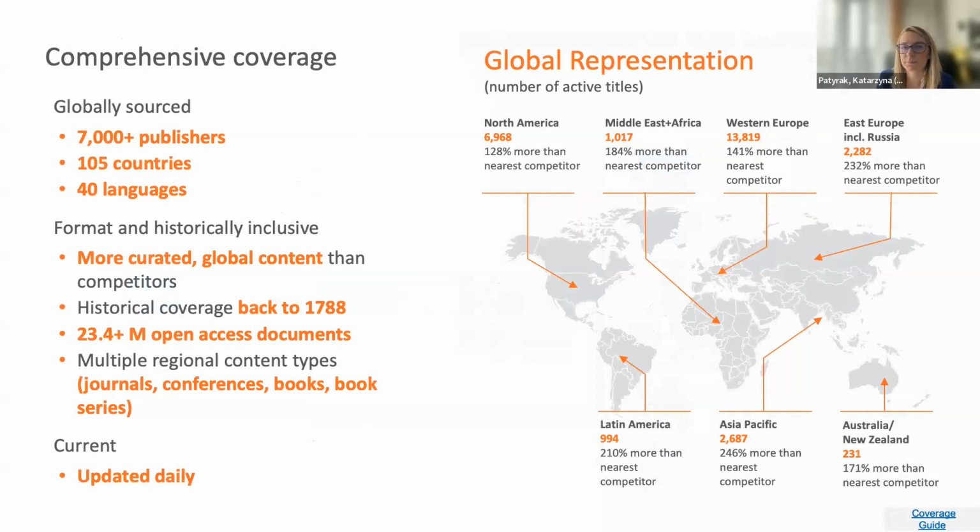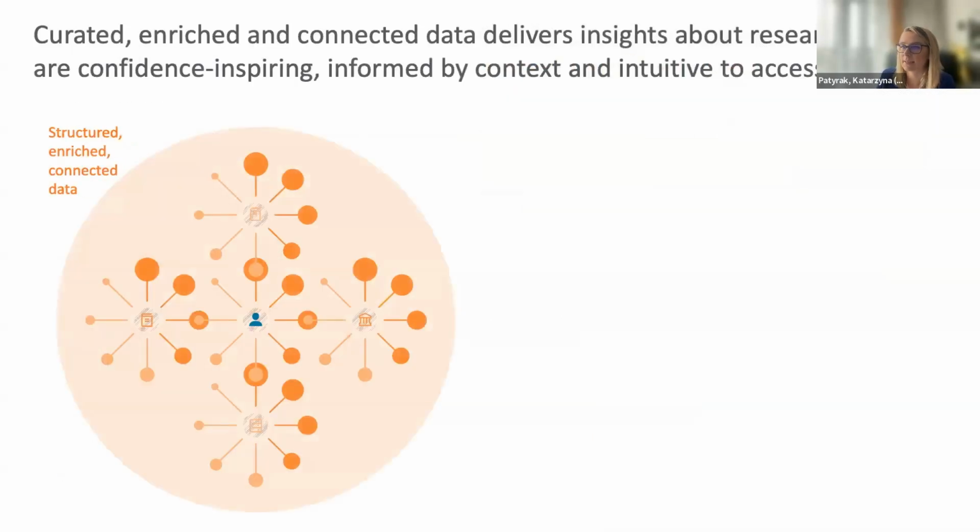Well, I told you already that the content is coming from over 7,000 publishers. It's from over 105 countries, and it is in 40 different languages. There are different types of content: journals, conferences, books, book series, and it's updated daily.